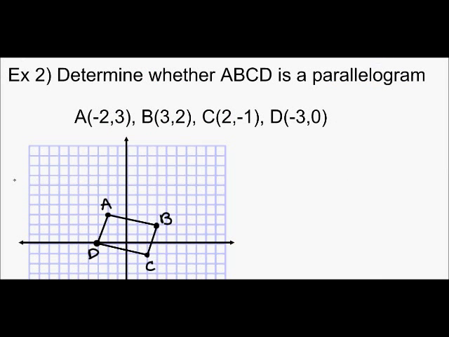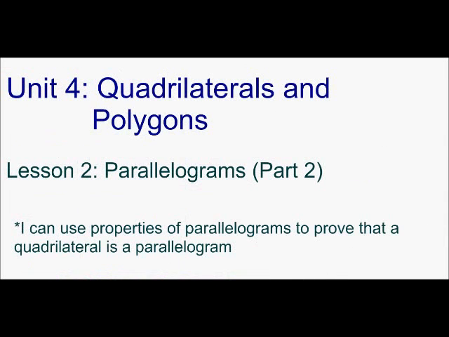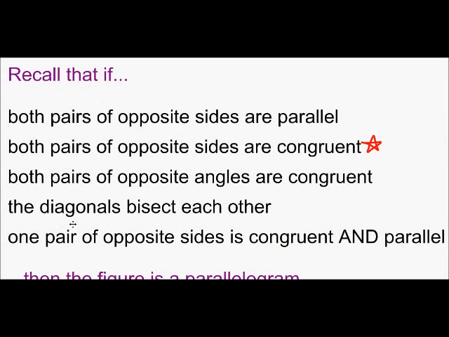Example 2, we have a coordinate proof here. We want to determine whether or not ABCD is a parallelogram. And we've been given the coordinates of the vertices A, B, C, and D. These are the coordinates. And looking back at our different criteria here, we're going to look at the sides again.